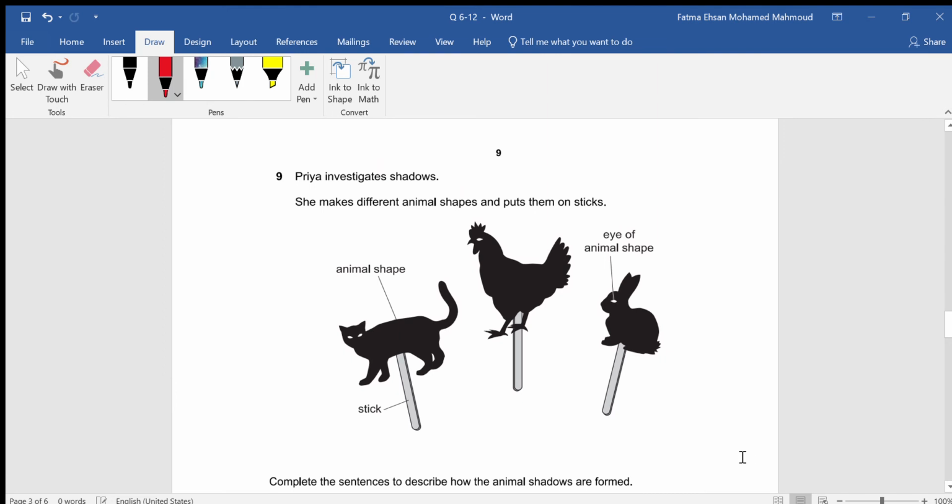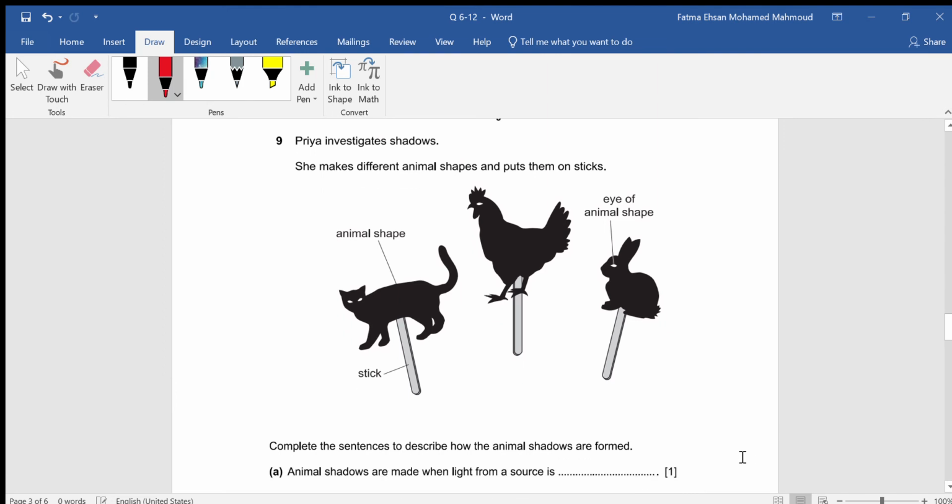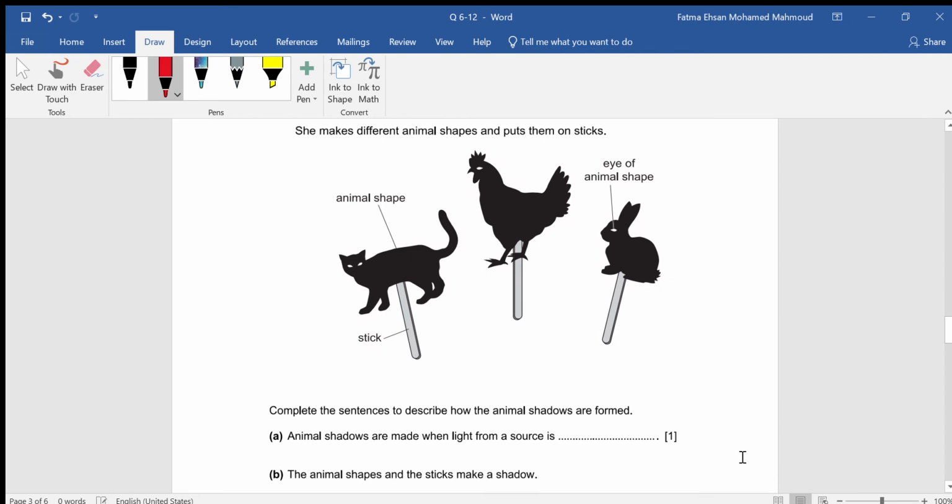Question 9. Priya investigates shadows. She makes different animal shapes and puts them on sticks. Complete the sentences to describe how the animal shadows are formed. Animal shadows are made when light from a source is. So how are shadows formed when light is blocked? In other words, when light is obstructed. So if you write blocked or obstructed, both are correct.